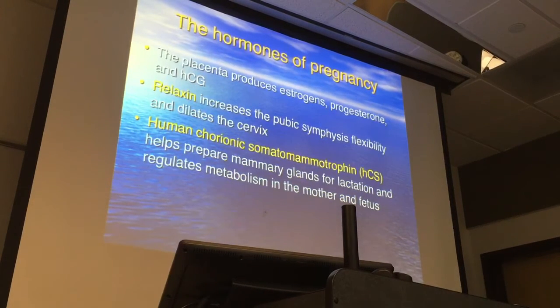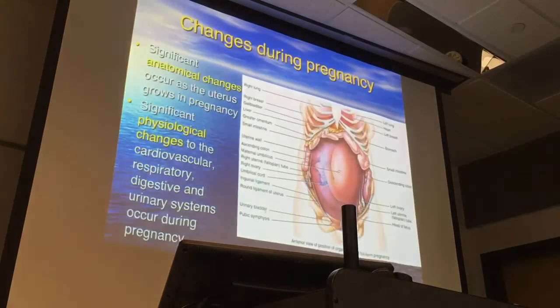These are all placental hormones. And it's not even a complete list. Human chorionic somatomammotropin helps prepare the mammary glands, you can see mammo in the middle, for lactation, and regulates metabolism of the mother and the fetus to keep them in control and in normal range. So that hormone's recently been discovered and is produced by the placenta.